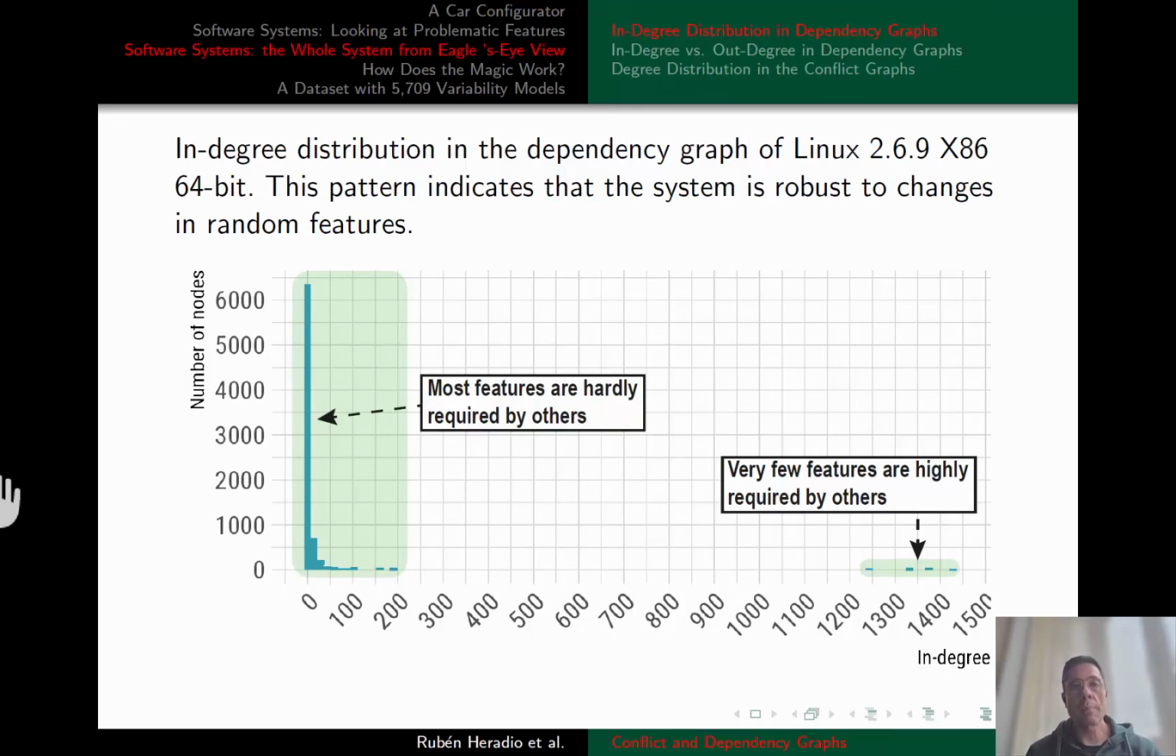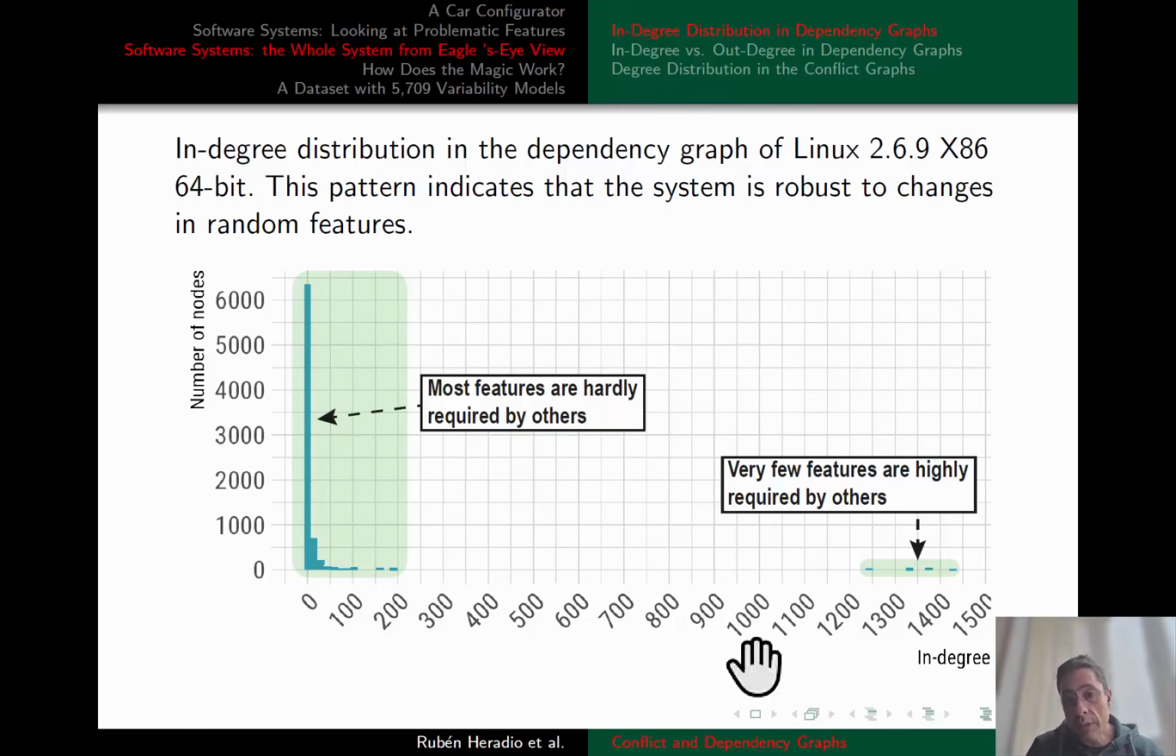Also, we can represent a histogram of the node in degree distribution in the dependency graph. For instance, in our example, we can see that very few features are highly required by others, whereas most features are hardly required by others. These patterns indicate that the system is robust to changes in random features.